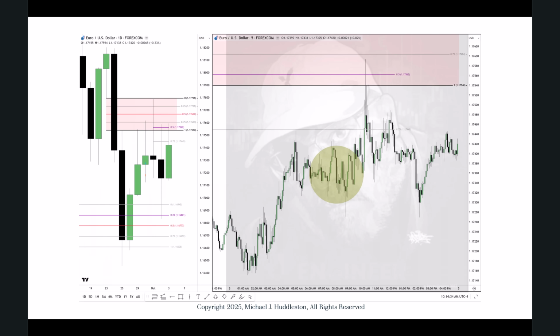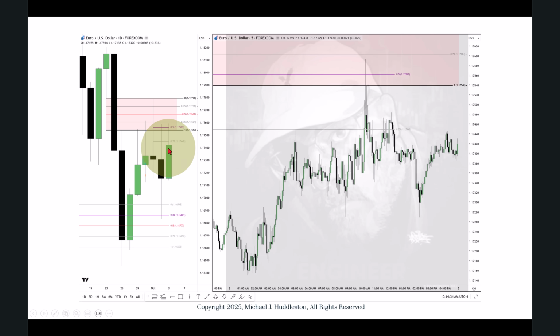But moving on into Eurodollar, similar thing. We have a sell side imbalance, buy side efficiency, highest premium wick annotated there. You can see the consequent encroachment of it here at 1.17562, and the lower quadrant being at 1.17449.